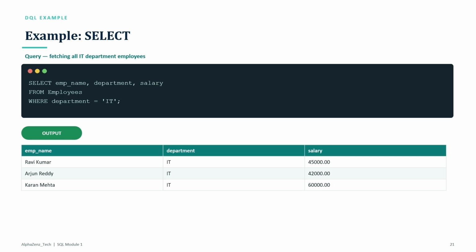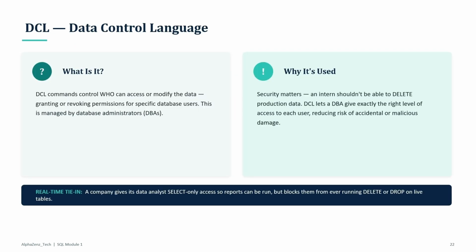Slide 26, DQL example, select. Here's our query. Select EMP_name, department, salary from employees where department equals IT. Point at output table. And look at the output. A clean table with Ravi Kumar, Arjun Reddy, and Karan Mehta, all 3 IT department employees, with their salaries. This is the power of SQL, one line. And you get exactly the data you asked for.